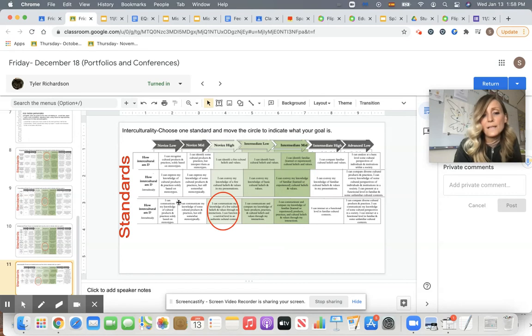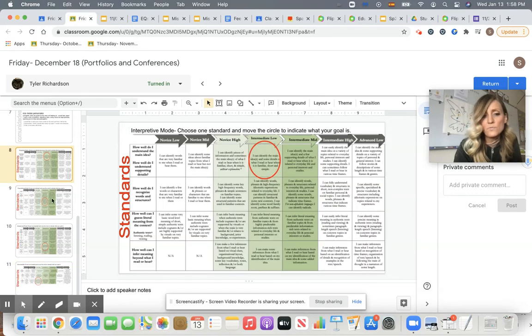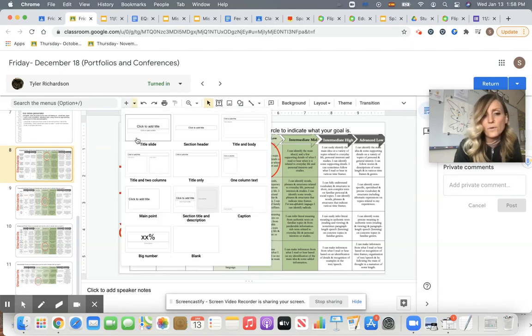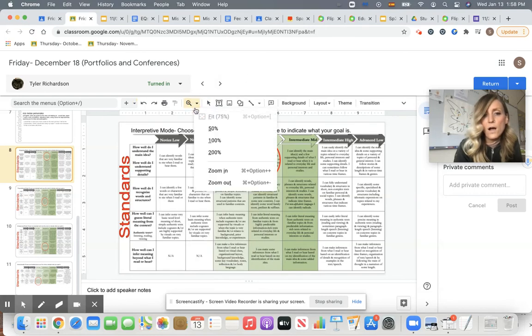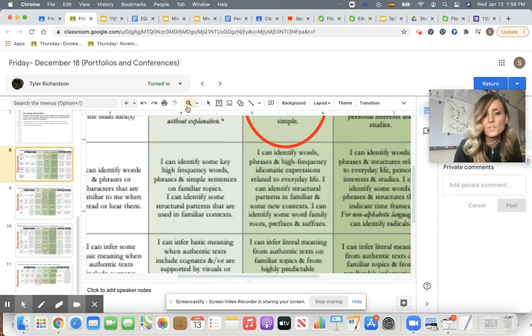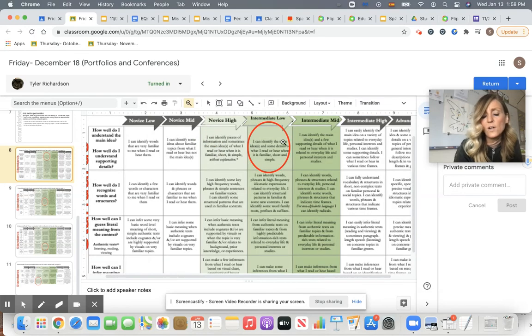Interculturality is basically the bottom of each one of these rubrics as a cultural piece. So we just put that as a separate one. So in Tyler's case, he really wants to focus on moving up to that WL4 because he's really already at the WL3.